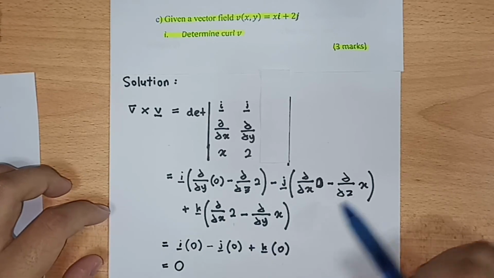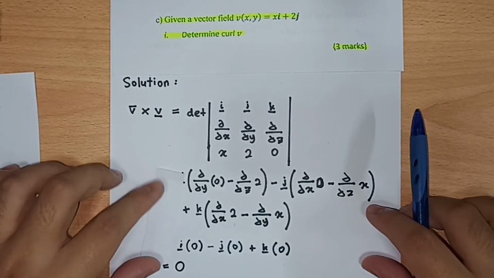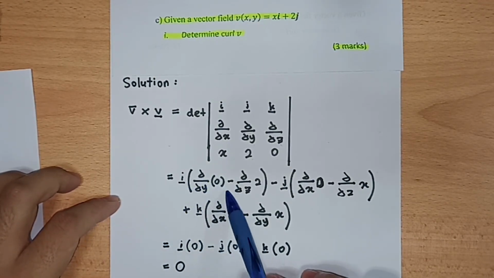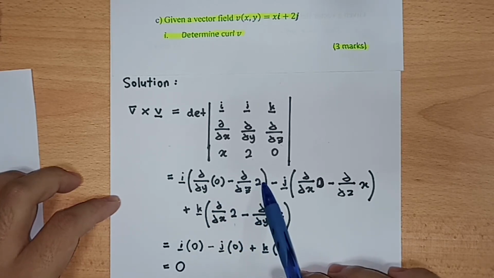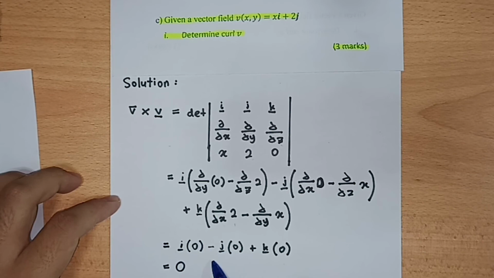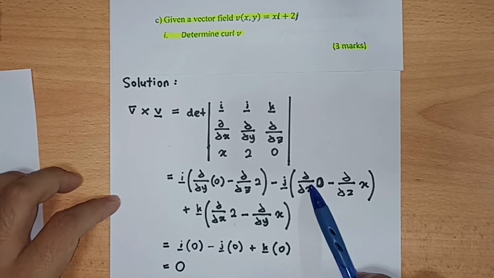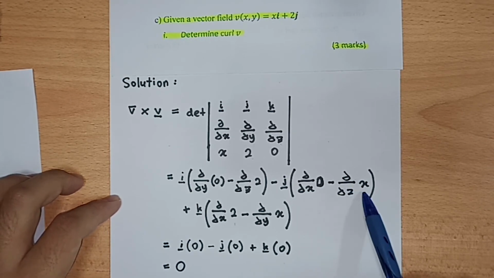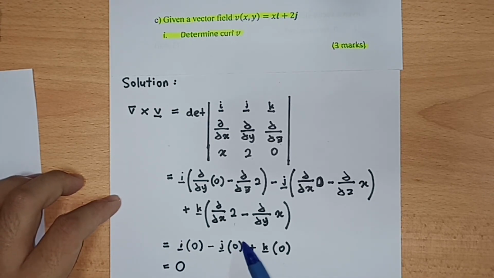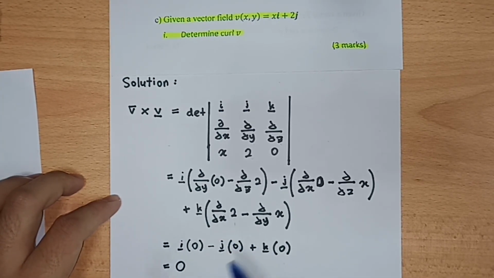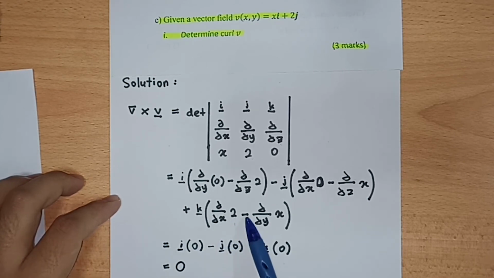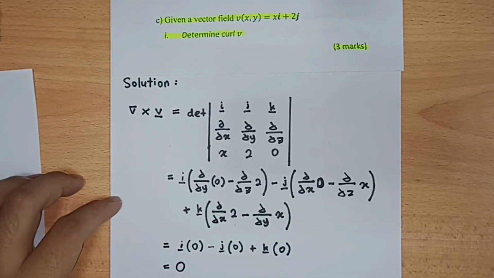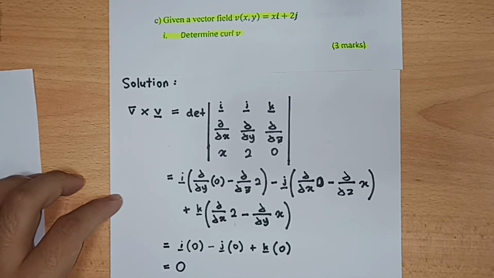So we solve this operation. For the i direction, partial derivative of 0 with respect to y minus partial derivative of 2 with respect to z is equal to 0, minus for the j direction, partial derivative of 0 with respect to x minus partial derivative of x with respect to z is equal to 0, plus for the k direction, partial derivative of 2 with respect to x minus partial derivative of x with respect to y is equal to 0. So the final answer is equal to 0.